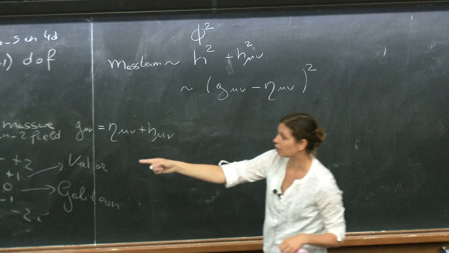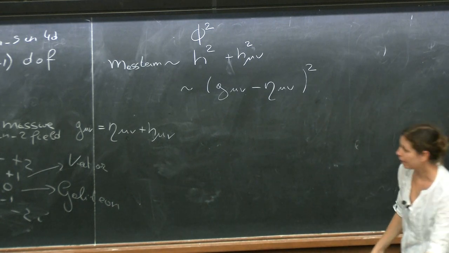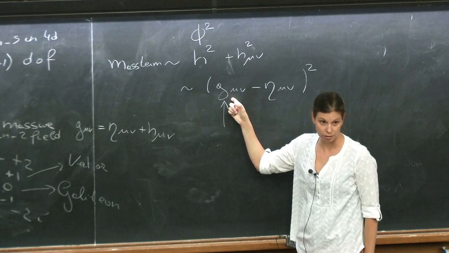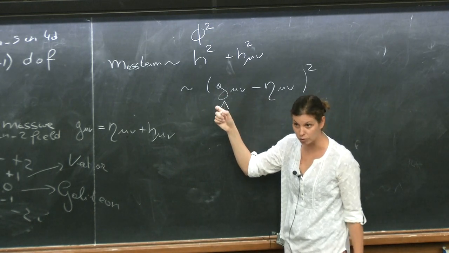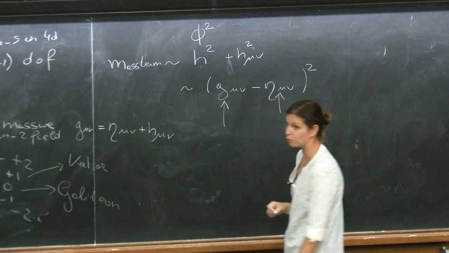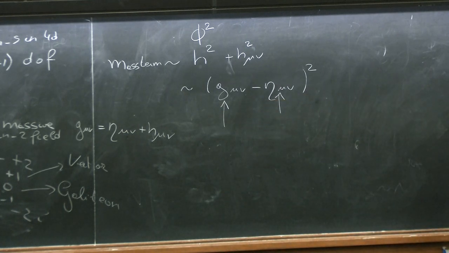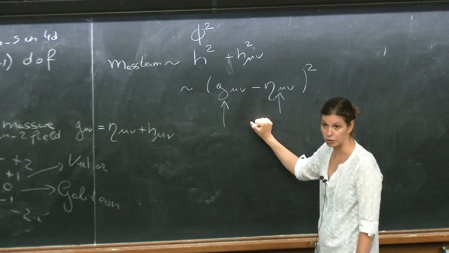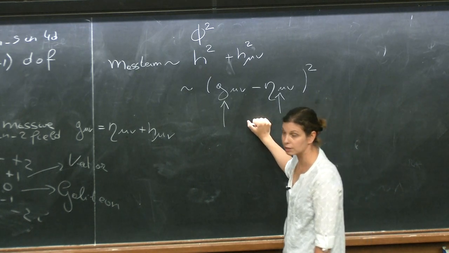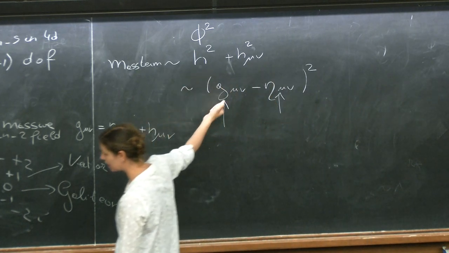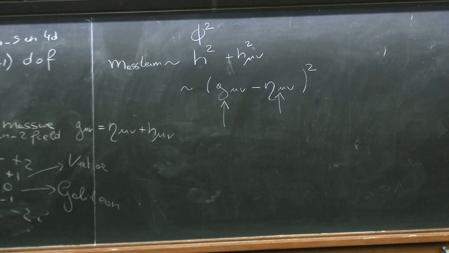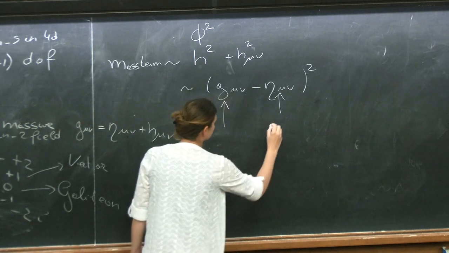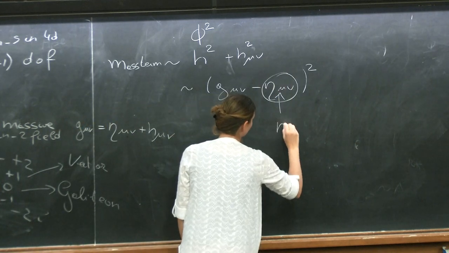And that is what you want to put at the level of your action. This g transforms as a tensor under coordinate transformations, trivially so. But eta does not transform properly. It does not transform at all under coordinate transformations. And so if you just wrote it like that, this would not be coordinate transformation invariant. So in writing the mass term in this form, you're really working in a preferred frame. And so you can restore your coordinate transformation invariance by promoting this object to a tensor.